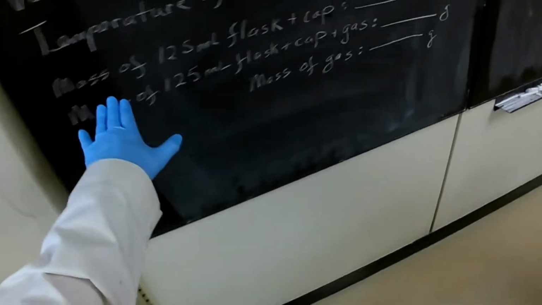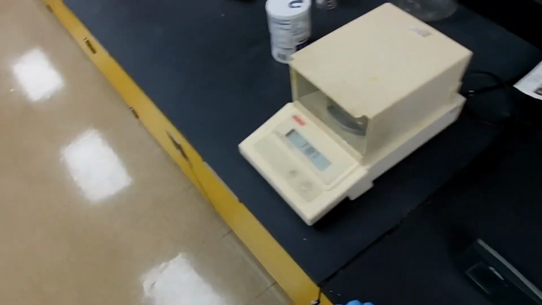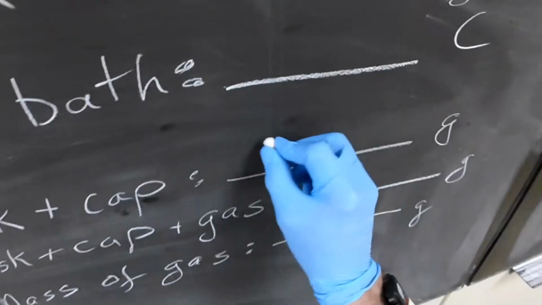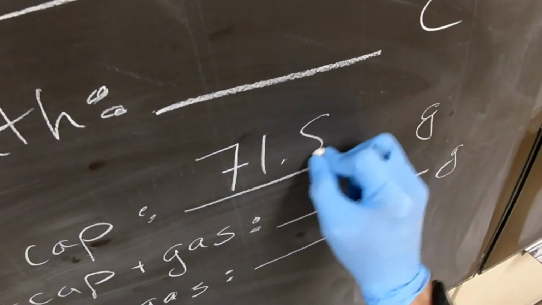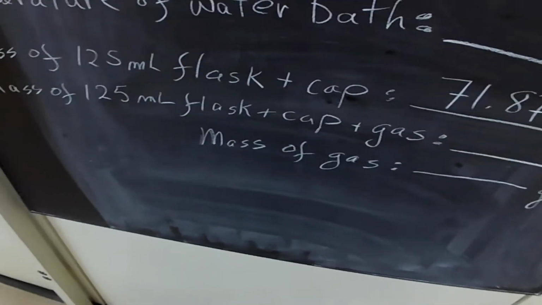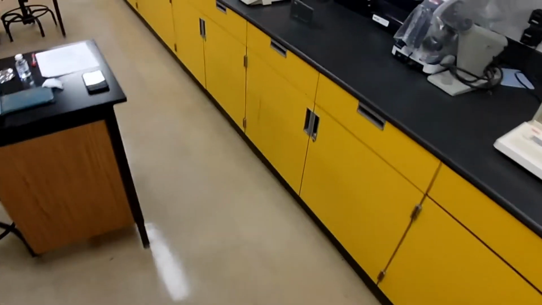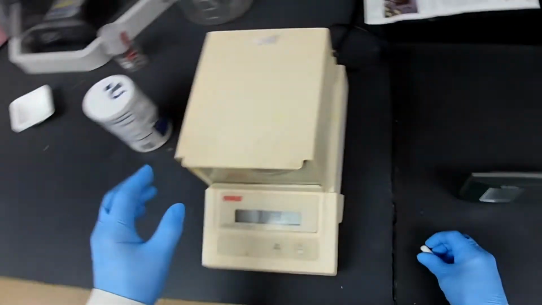All right, 71.87 grams. 71.87 grams is the empty flask with just the flask and the cap. 71.87, did I say? I gotta stop talking and remember. Yeah, 71.87. Okay, the next time we weigh it, it's going to have the cap on it, and it's going to have the gas, which by that time we'll have condensed back into a liquid. But that's okay, we're just looking at mass at that point.